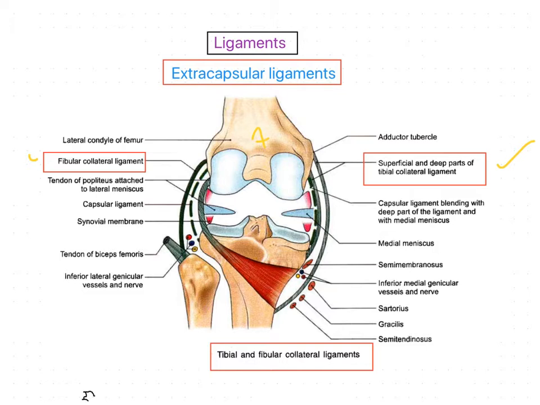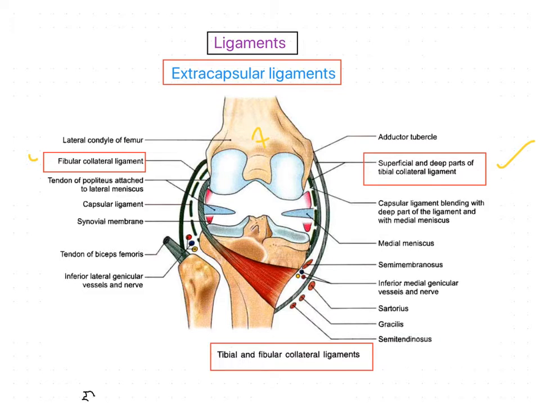One is the oblique posterior ligament or oblique popliteal ligament, and the other is the arcuate ligament. So these are the extracapsular ligaments. Now we will see them one by one. The first ligament we are going to observe is the medial collateral ligament, which is present on the medial side of the knee joint.